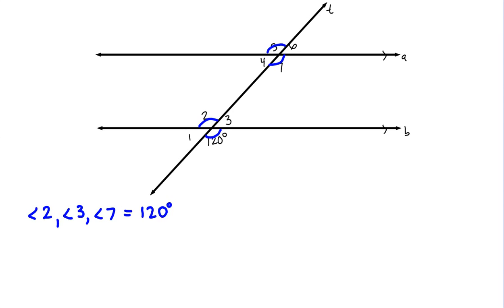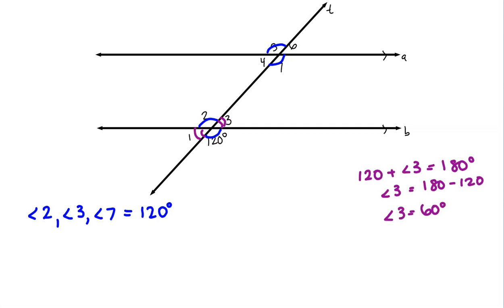If we look at these other angles here, they're not 120 degrees, but we know that 120 and angle 3 are supplementary angles, which means that the sum of them is 180 degrees. So to put that into an equation, 120 degrees plus whatever angle 3 is equals 180 degrees. Now we have a simple equation to figure out what angle 3 is. We just subtract 120 from 180, and we're left with angle 3 equals 60 degrees.